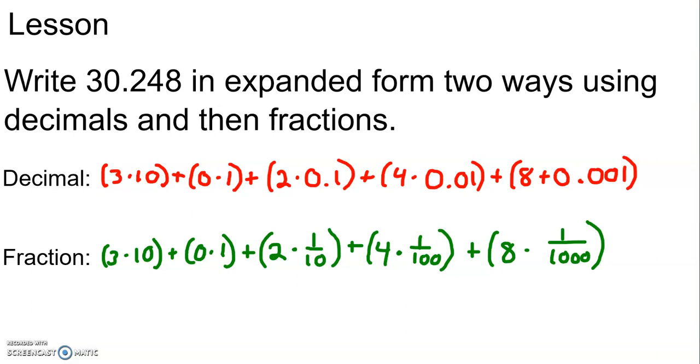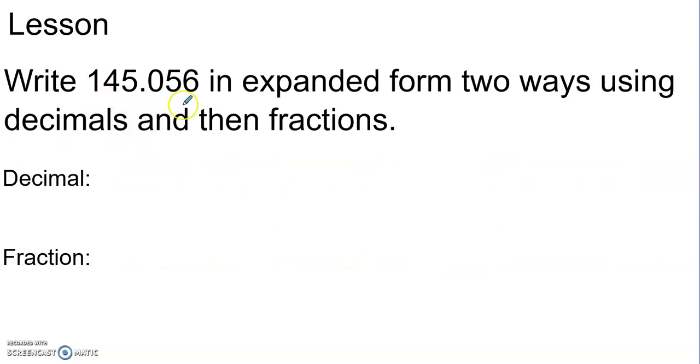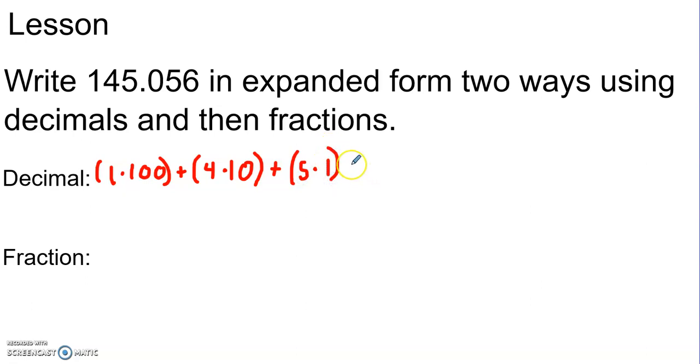Now that we have this down, let's do another example. So this one's a little bit bigger, but again, it's the same exact process. So for our decimal, we would do 1 times 100. We've done the decimals before, plus 4 times 10 because the 4 is in the 10 spot, plus 5 times 1 because the 5 is in the ones place value.